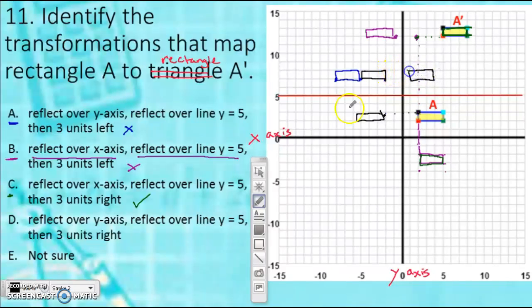So yeah, our original thought that it's C is correct. Good luck on your number 11.